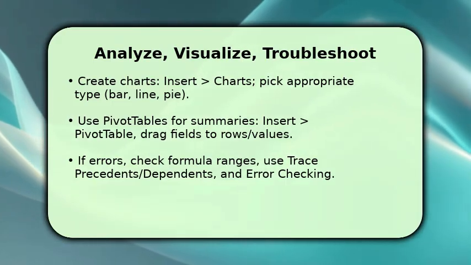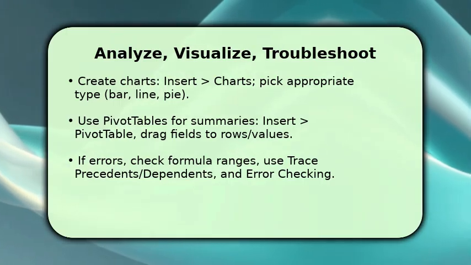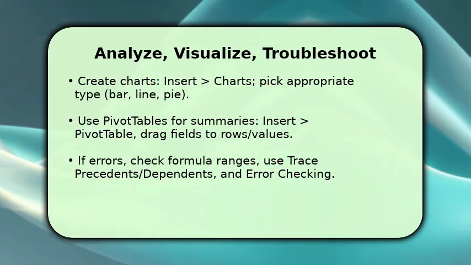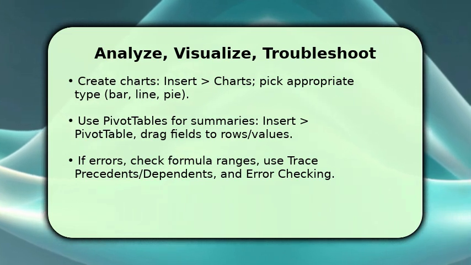If something goes wrong, use trace precedents and trace dependents to find broken links, check formula ranges, and run error checking. These steps quickly reveal references or data type issues, so you can correct them.